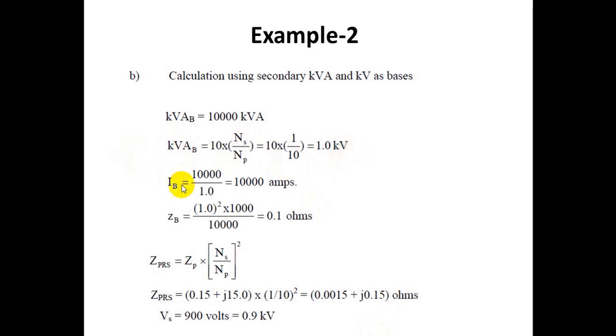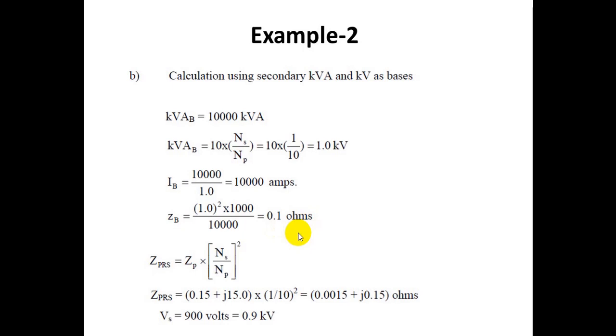Then the base current will be equal to kVA over kilovolt, it is equal to 10,000 ampere, and Z base will be equal to voltage square times 1000 multiplied by 1000 divided by kVA, it will be equal to 0.1 ohms. You can go through this calculation, as I'm going a bit quicker. You just have to solve all these calculations by hand to understand the concept. You do not just have to listen to it or read it, you have to solve it on your own. So get the basic understanding of this calculation.